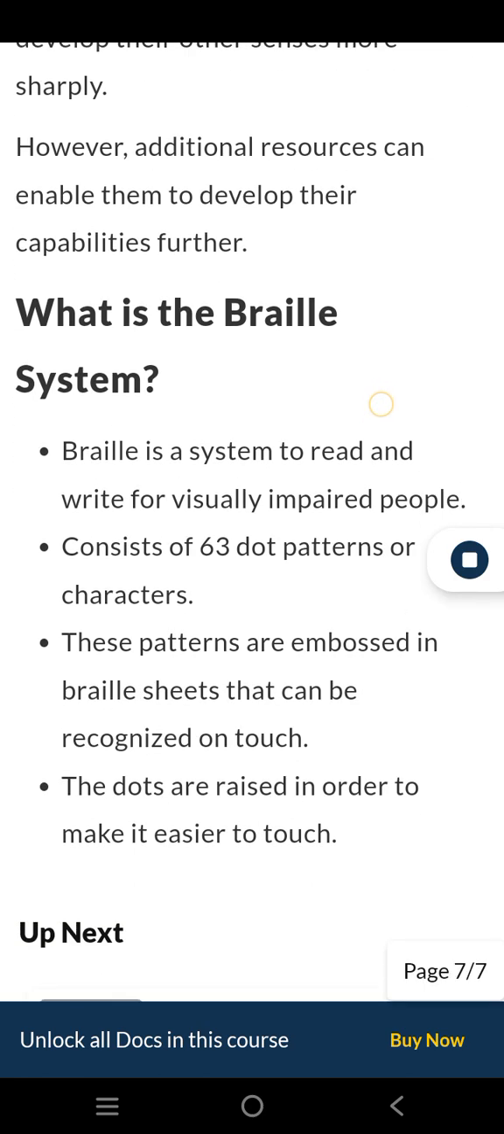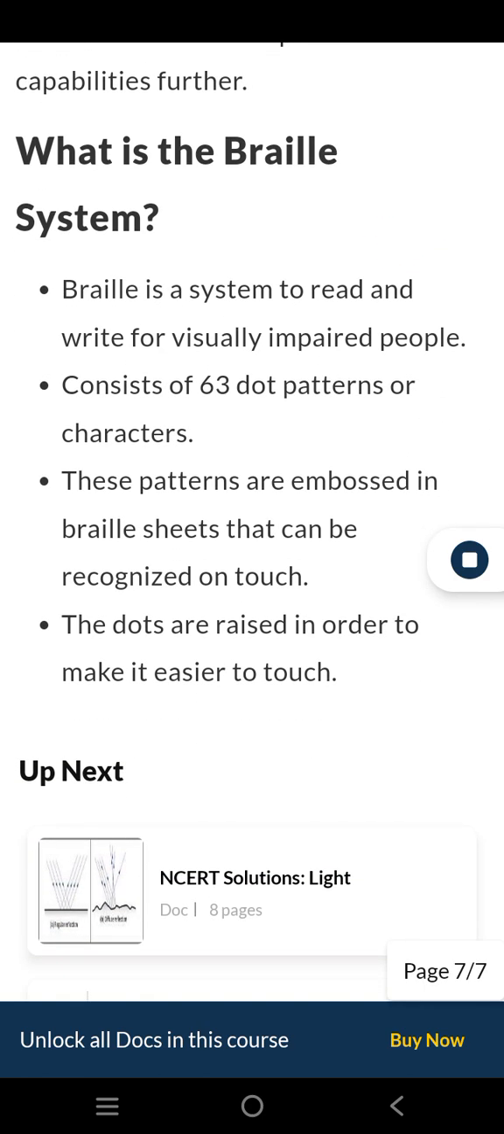What is the Braille system? Braille is a system to read and write for visually impaired people. It consists of 63 dot patterns or characters. These patterns are embossed in Braille sheets that can be recognized on touch. The dots are raised in order to make it easier to touch.